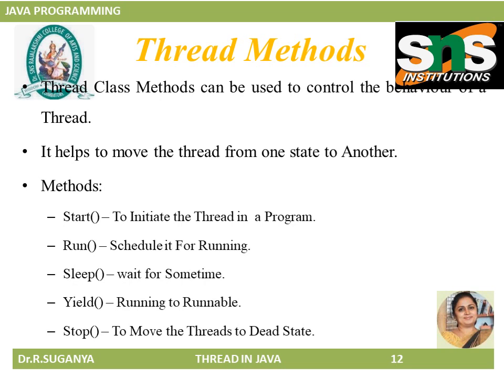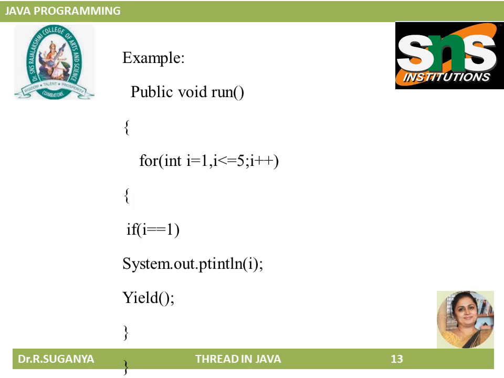So start is used to initiate the thread in the program. Run is to schedule it for running. Sleep is to wait for some time. Yield is running to runnable. Stop is to move the thread to the dead state.